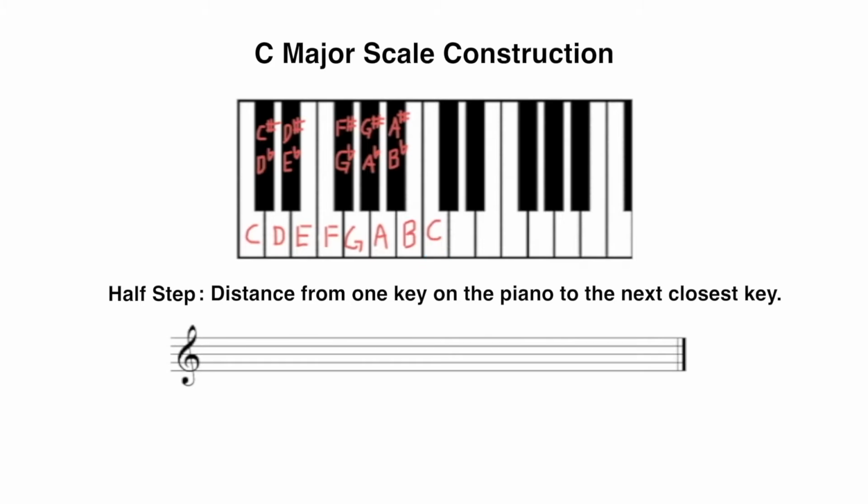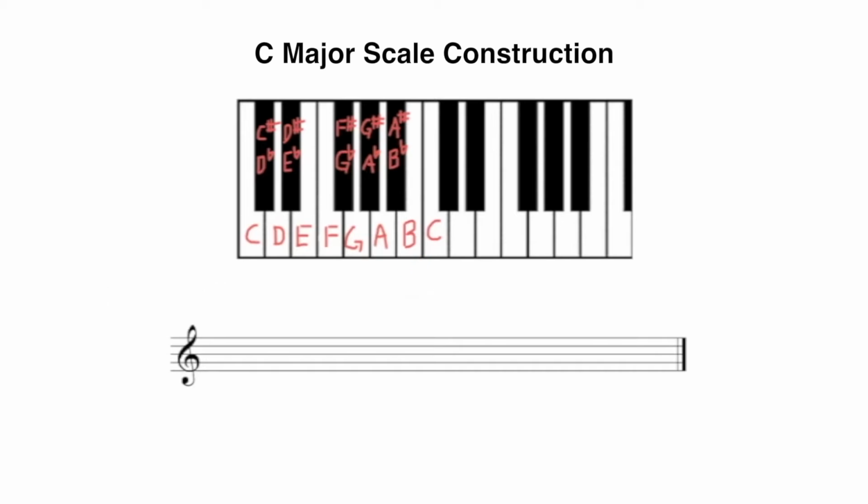Of course, we could also move down by half step. For example, if we start on this key, G sharp or A flat, and we go down to the next closest key, we would land on G. Or if we started on F and moved down to the next closest key, we would land on E. For our major scale construction, we're going to focus on moving in an ascending direction, therefore moving up. So we'll really focus in on half steps moving in that direction.